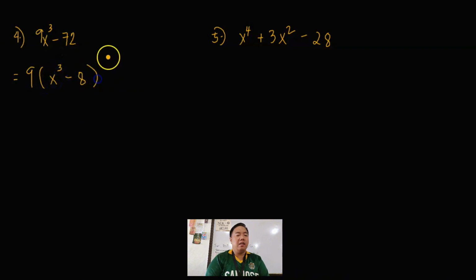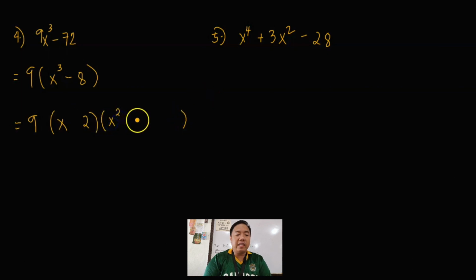Tapos na po ba dyan? Hindi pa po, sir. Kasi x cubed and 8 are both perfect cubes. So we're going to have 9. And then, what's the base of x cubed? It's x. And then 8 will be 2. So yung sa right side po nila, ano po yan? Square the first term. Multiply the first and the second. And then square the last term. So dahil minus to, we'll have minus, plus, plus.